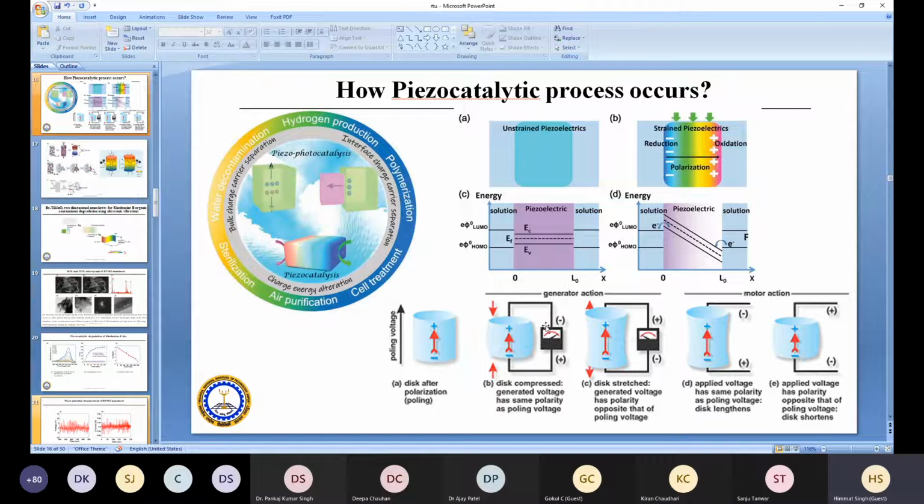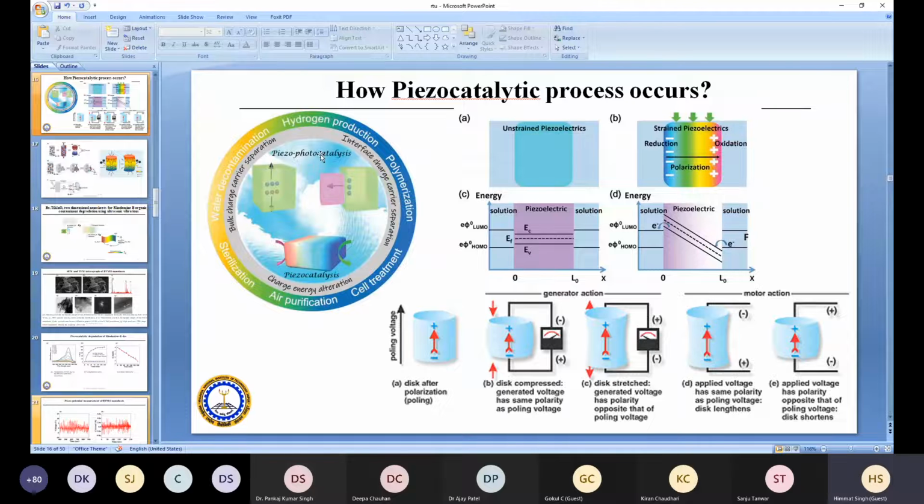When we apply a compression force over this disc, it generates a voltage which has the same polarity as the poling voltage, and when we stretch this disc, it generates a voltage with the opposite polarity. So it's the piezoelectric signal from mechanical stress. This piezocatalysis process can be used for sterilizing, air purification, cell treatments, polymerization processes, wastewater treatment or hydrogen production.